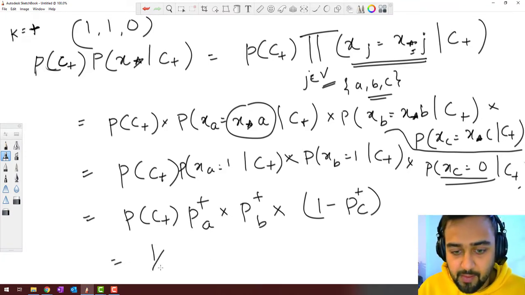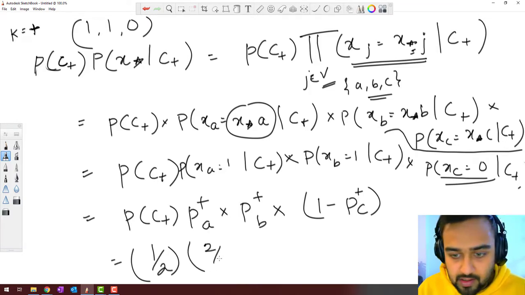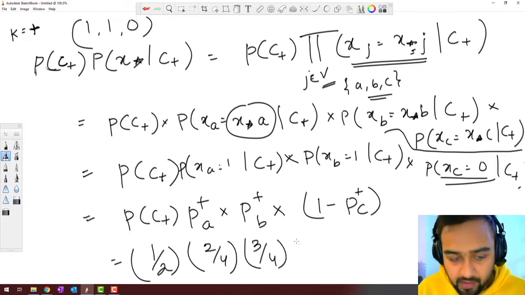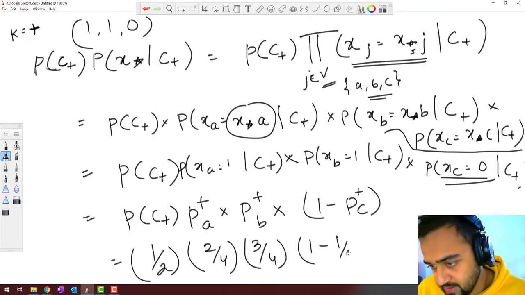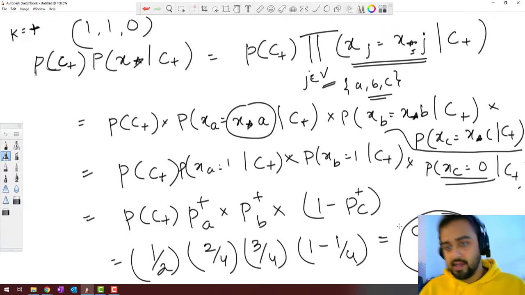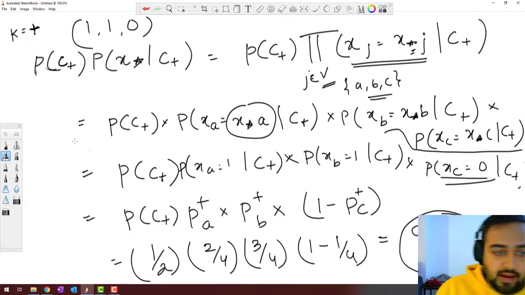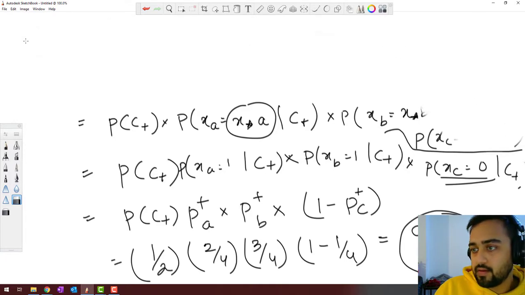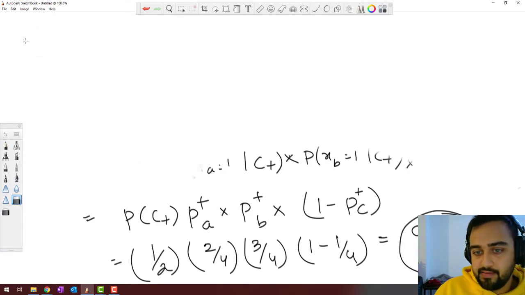Now we found the probability of each class is equal to 1 by 2. P of A positive was 2 by 4. P of B positive was 3 by 4. And C positive was 1 minus 1 by 4. This gives us 9 upon 64. Using the same calculation, I'll leave the last line.